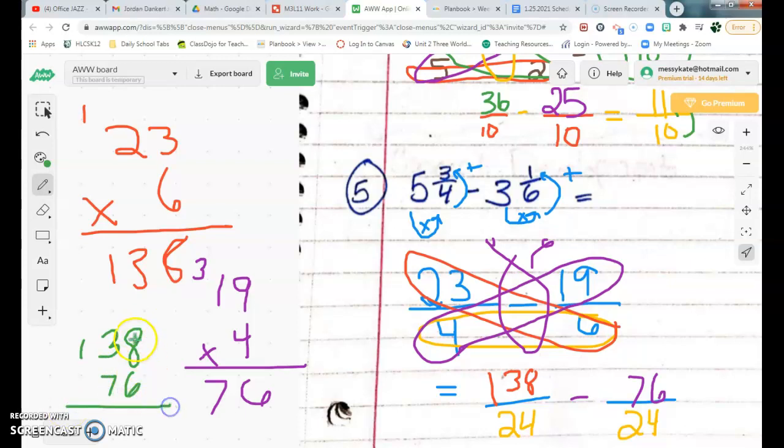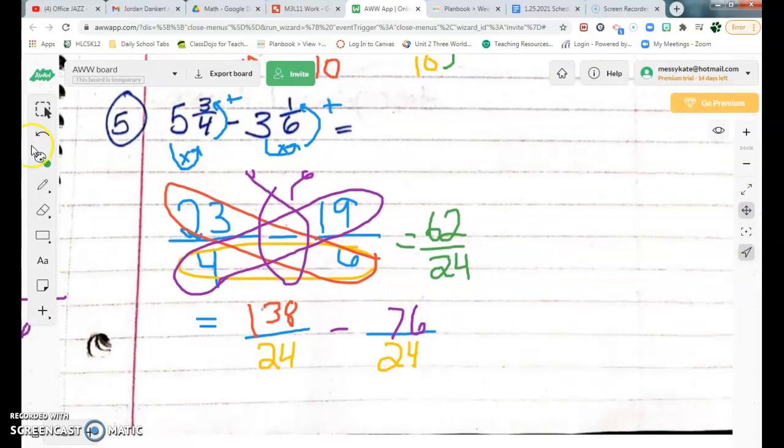Okay. 8 minus 6 is 2. Make this a 13. Make this a 0. 13, 12, 11, 10, 9, 8, 7, 6. So my overall final answer is going to be 62 over 24. But that is an improper fraction. I need to ask myself how many times 24 can go into 62. Well, I know it can go in there at least 2 times.